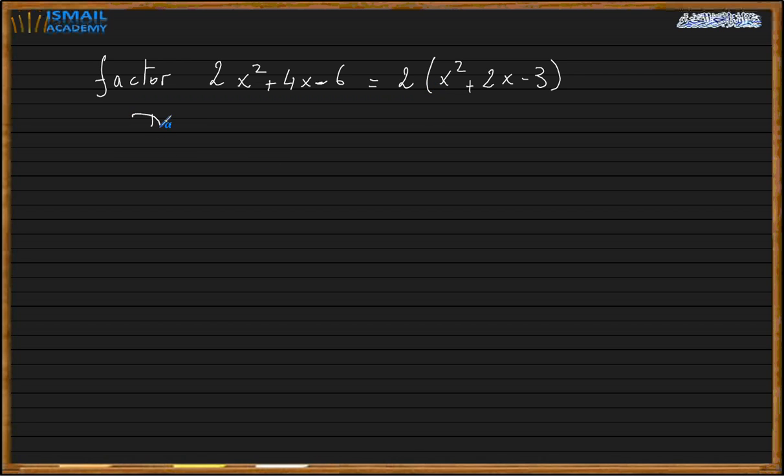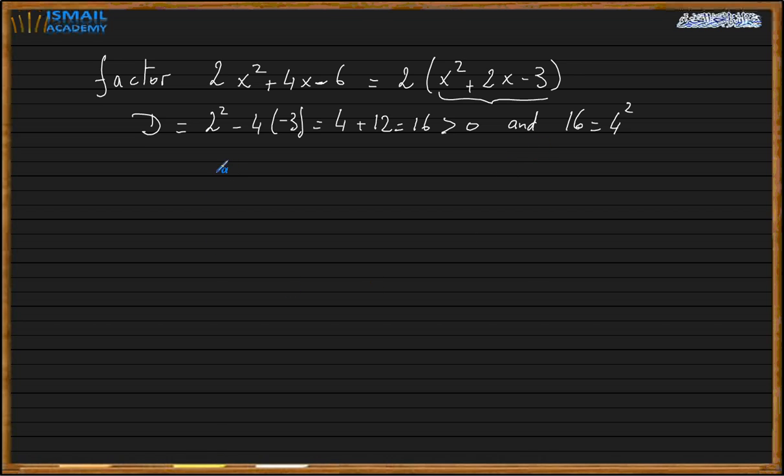So let me find my discriminant. I'm going to do the discriminant only for that expression. So it's going to be 2 squared minus 4 times minus 3, so it's going to be 4 plus 12, which is 16. This is positive, and 16 is a perfect square because it's 4 squared. So I can use the direct factoring here.